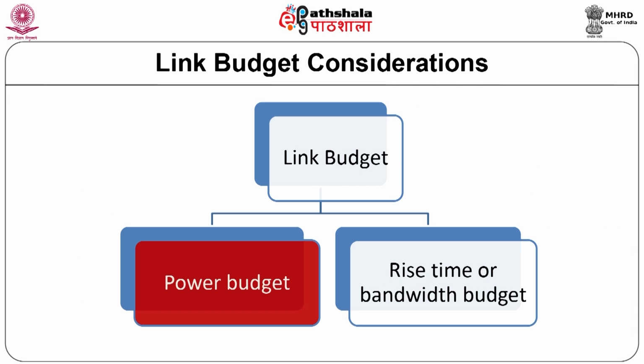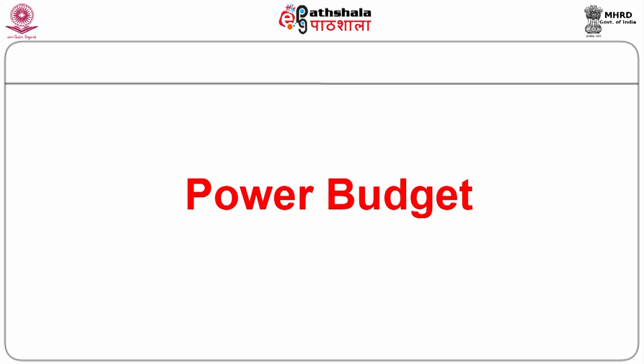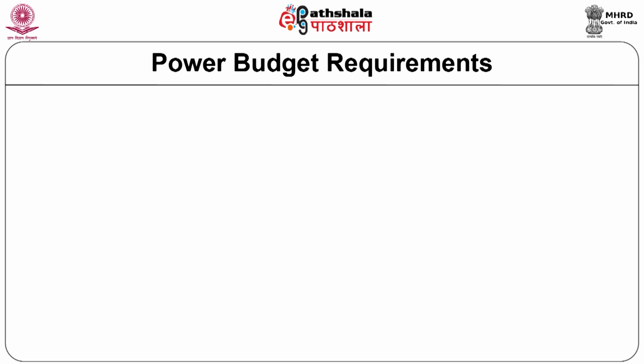Link budget considerations. Link budget is necessary in order to manage the input power and the output power, as well as there is a rise time or bandwidth budget. So there are two types of budget. The first is the power budget and the second is the rise time or bandwidth budget. Let us first see what is power budget. What are the requirements of the power budget?